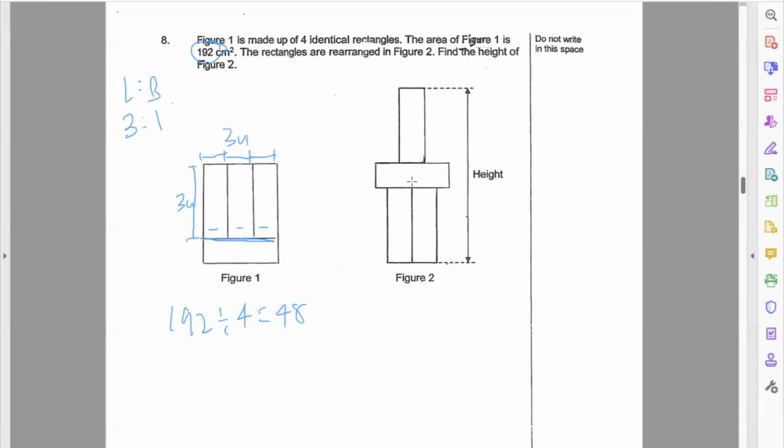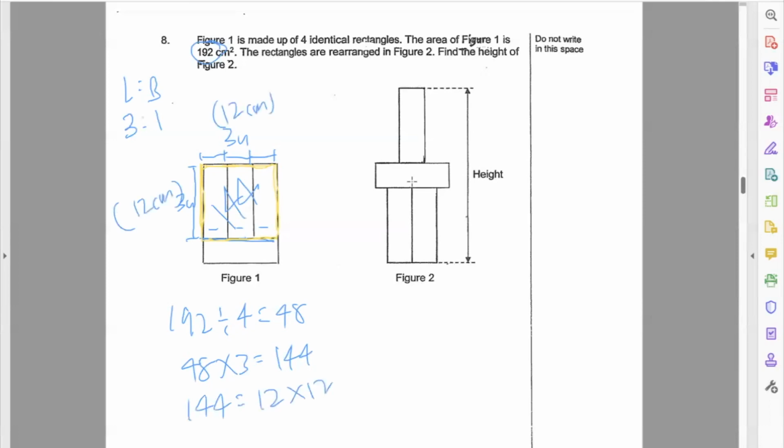So in other words, this is a square. Okay, this is a square. So the area of this square will be equal to one of the rectangles multiplied by 3, 144. So 144 is the area of this yellow square. Given area, you can find the sides because 144 is equal to 12 times 12. So this will be 12 centimeter. 12 centimeter.